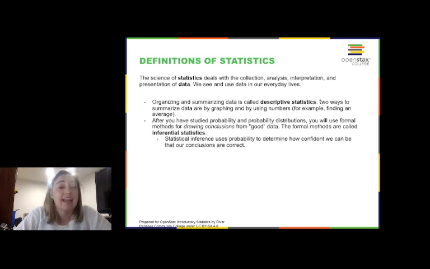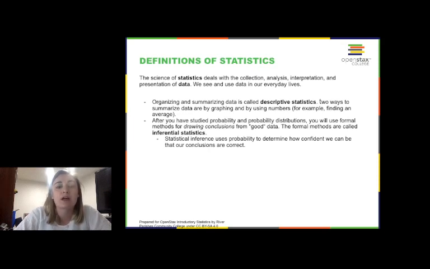For example, finding an average, which you probably use all the time in your everyday lives, such as using averages to calculate your grade point average, or using averages to calculate what you need on a test to get an A in a course or a B in a course or pass the course. All of those types of things are considered descriptive statistics.